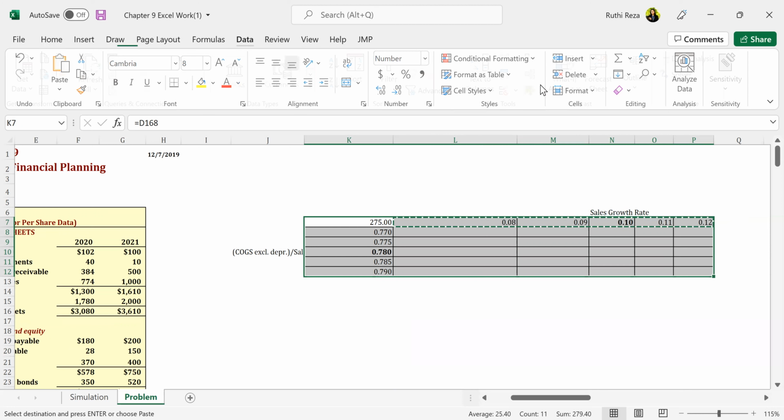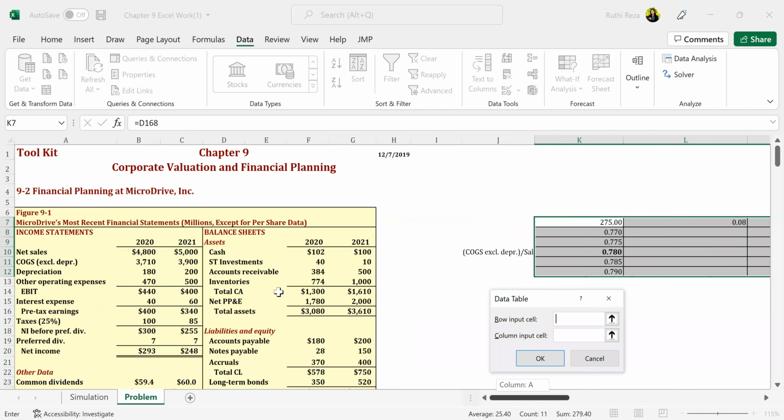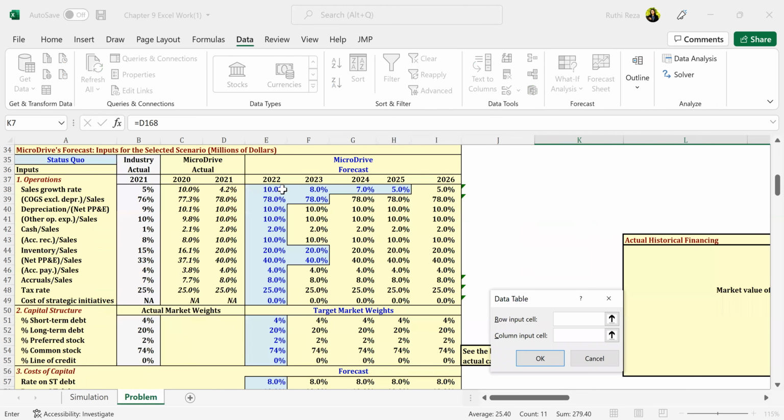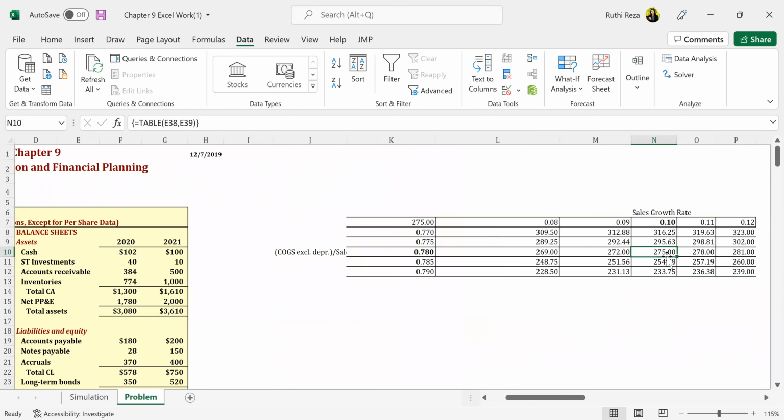Then here, data, what if analysis, data table. Now, select your assumption. So your growth assumption here is 10%, which you put on your row, and then your assumption for cost of goods sold as percentage of sales was 78%, which you put on your column. So I put it as a column input, then hit OK. Now you see. Whenever your sales growth rate was 10% and cost of goods sold as percentage of sales is 78%, then your estimated net income was 275.